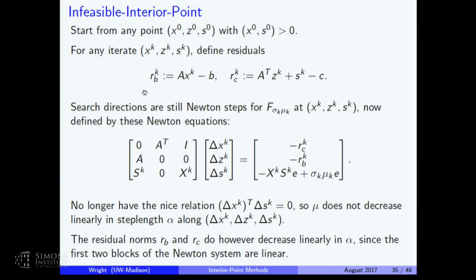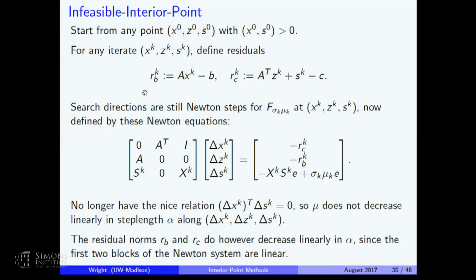So for infeasible interior point methods, all you need is a point where x0 and s0 are strictly positive, and we all know how to do that, right? So you can just start from the vector of ones or something. So you need to define these initial residuals, and so when you're doing the Newton equations, you no longer have zeros here on the right-hand side. You have to correct for the fact that you've got errors here. But because these two equations are linear, what happens to those terms is nice and predictable, okay?